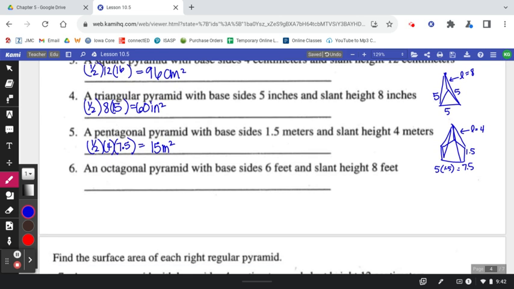Last one is an octagonal pyramid, which means 8 sides, and they're each 6 feet, so that my perimeter is 48, and my slant height is 8. So half the slant height times the perimeter. I'm not even going to try to draw the picture of this one.